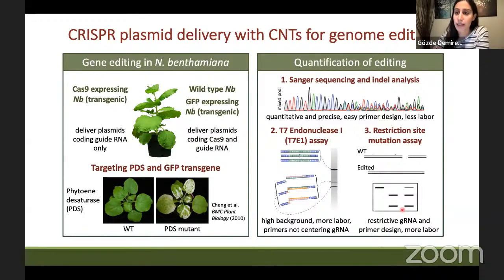It restricts highly the types of guide RNAs you can design because it also needs to target the restriction enzyme site in addition to your gene of interest. And again, because it's enzymatic, it's a bit more labor intensive. So we used all these 3 methods to quantify our editing efficiencies.